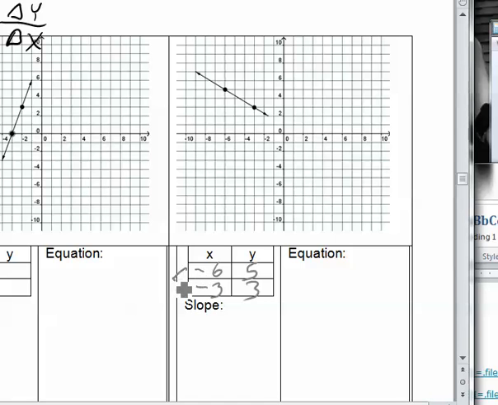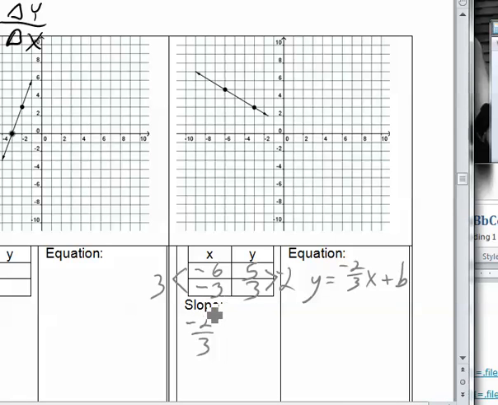So our delta x here is going to be, this goes up by 3. This goes down by 2. So -2/3 is going to be our slope. So we know our equation so far is y equals -2/3 x plus b.